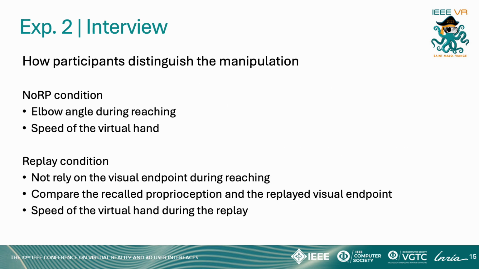We also interviewed participants to understand how they distinguished the manipulations. In the no replay condition, as in Experiment 1, participants tended to focus on the angle of their elbow during reaching, or on the speed of the virtual hand compared to the physical hand. Under the replay condition, participants could no longer rely on the visual endpoint during reaching. Instead, they depended on proprioception, imagining the movement distance based on their bodily sensations, and then comparing that with the endpoint shown in the replay, or judging by the virtual hand speed during the replay.